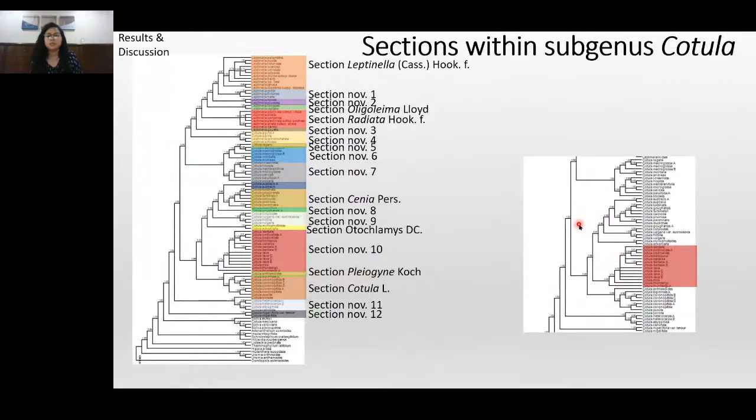And just looking at some of the Southern African Cochlea species, as there's not a lot of time, I'll just be looking at one of the sections. I'll be looking at the section over here.